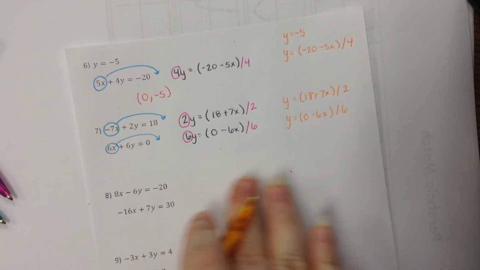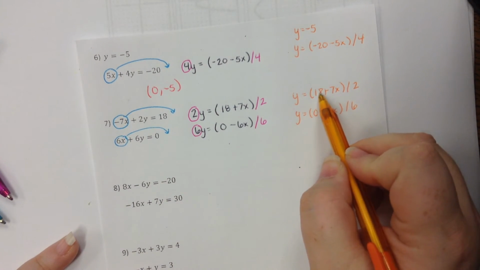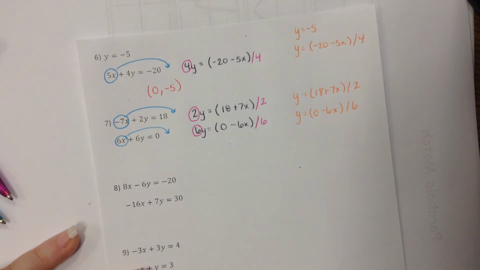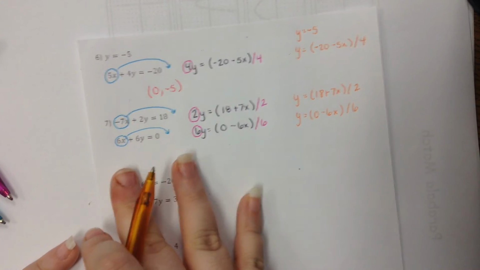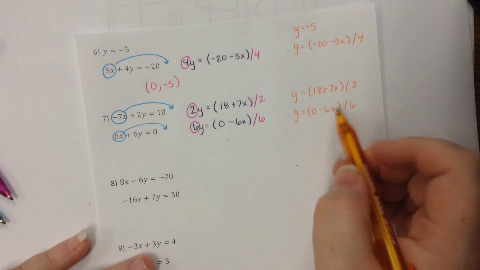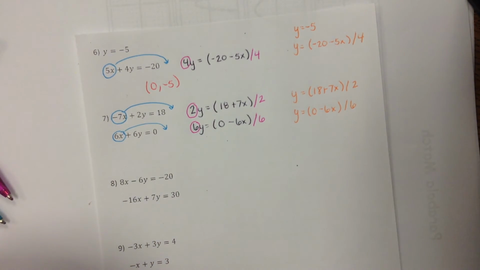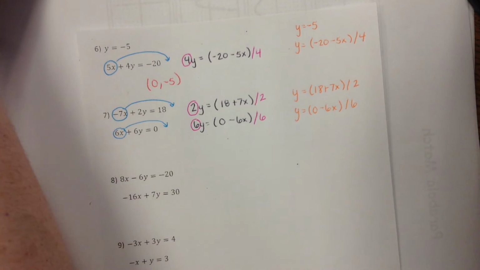And yes, of course, you could simplify this ahead of time. On this one, we would have had 18 divided by 2, which is 9, but then we would have had 7 divided by 2, which actually needs to stay as a fraction. So I'm trying to help you eliminate having so many fractions. On this one, 0 minus 6x would just be negative 6x, and then we'd divide by 6. That'd just be negative 6 divided by 6, which is just negative 1. So if you had that, that's still perfectly fine. Okay. We would still graph these.